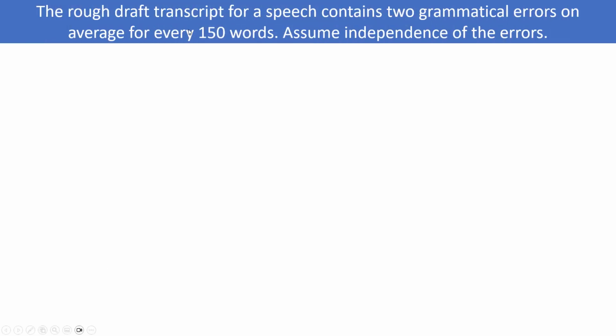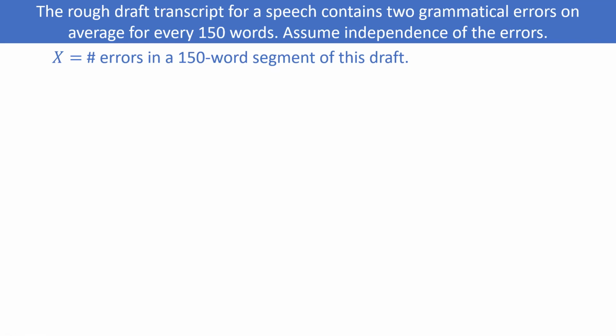Let's take a look at an example. The rough draft transcript for a speech contains 2 grammatical errors on average for every 150 words. Let's assume independence of the errors. Let's let our variable x represent the number of errors in a 150-word segment of this draft. Since we know the mean number of occurrences of some event within a frame of reference, in this case a grammatical error within a 150-word section, and we have independence of the errors, we can say that our variable follows a Poisson distribution with a mean lambda equals 2.